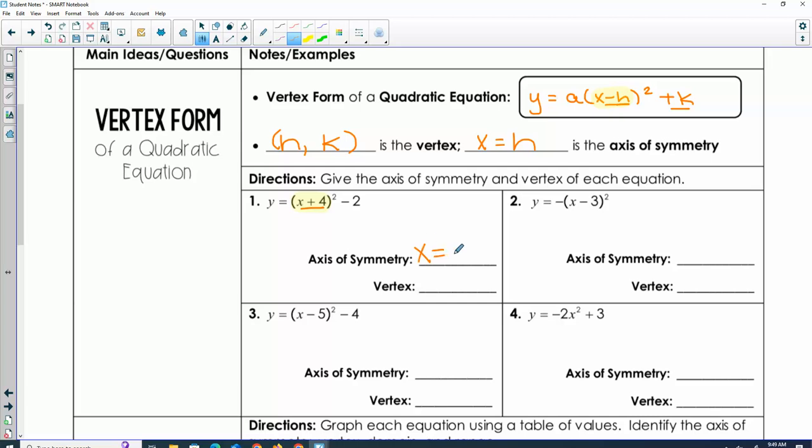So the axis of symmetry, it's the opposite of this inside, or what makes it equal 0. So it's negative 4. Make sure on the axis of symmetry you type your x equals. Vertex is an ordered pair. The x value of the vertex is what we just found. The y. Okay, the formula, it should be a minus h plus k. So if there's a minus 2 on the end, it's negative 2. So it's always the opposite of what's in the parenthesis and the same thing on the outside.